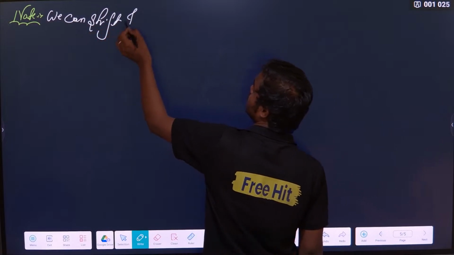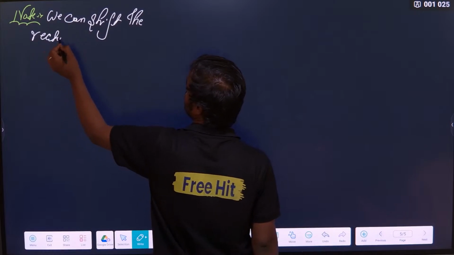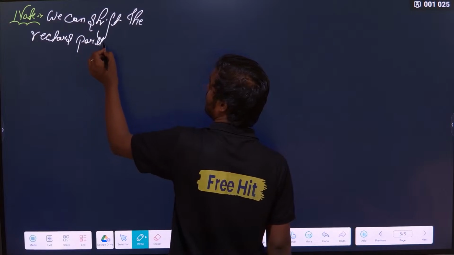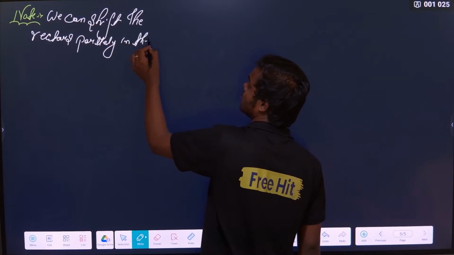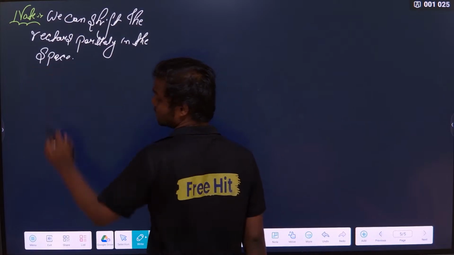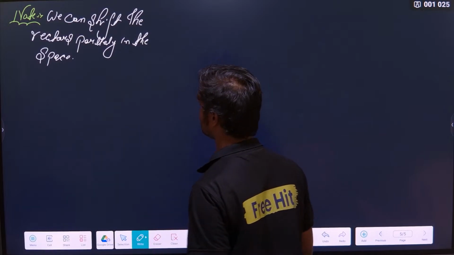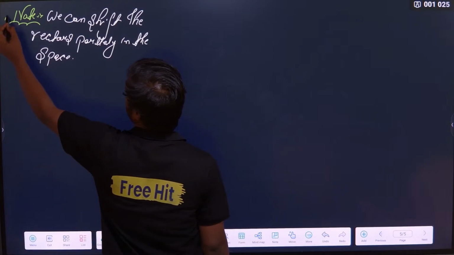So the first note point is, we can shift the vectors parallelly in the space. That is the first thing. We can shift the vectors parallelly in the space. Okay, that is the first point.